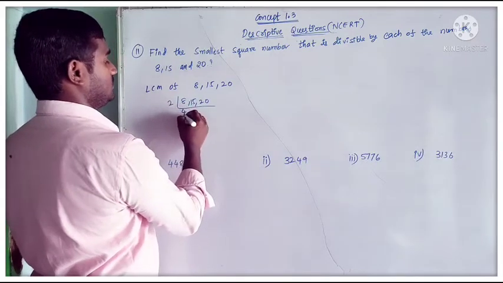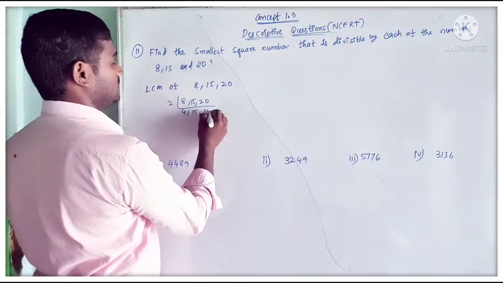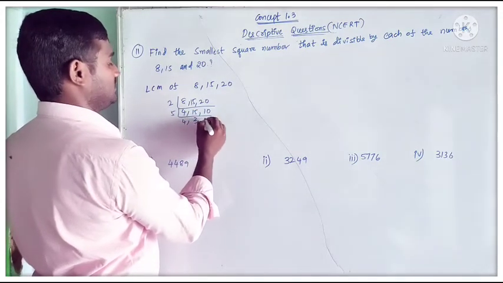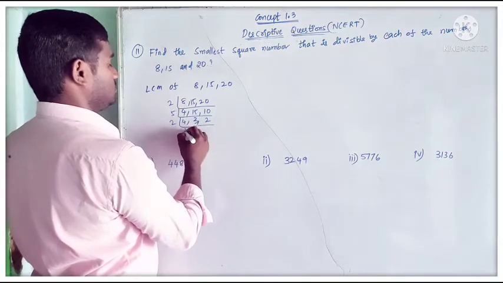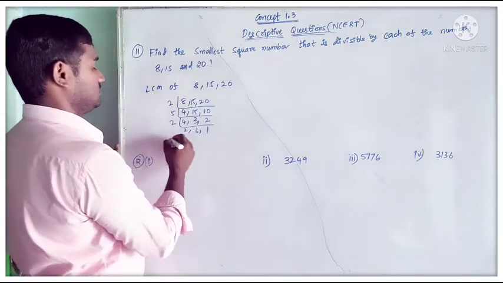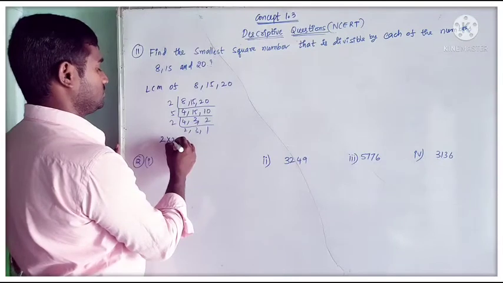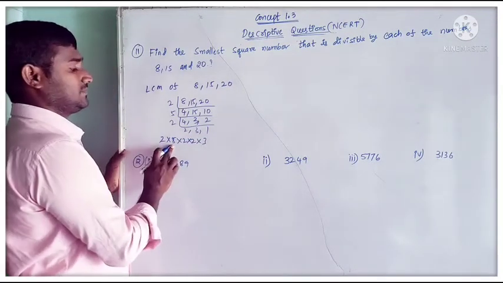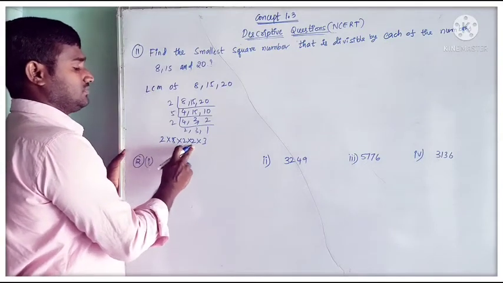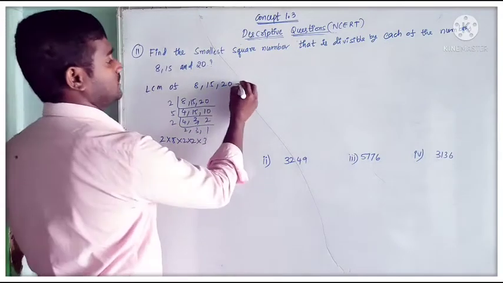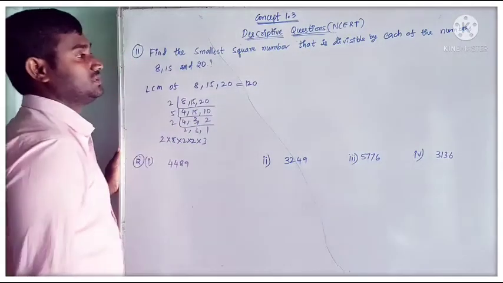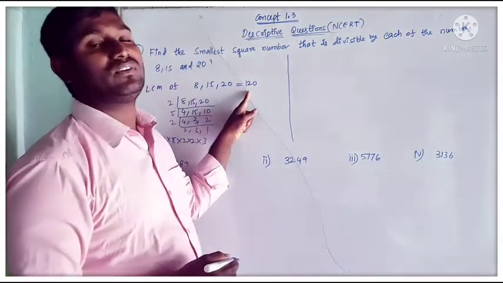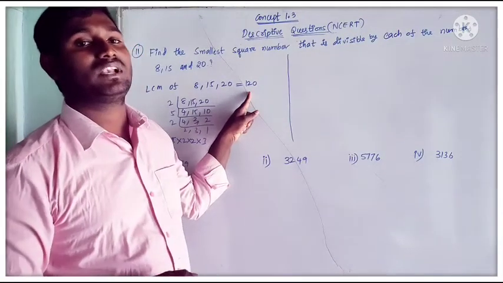Dividing by 5: 4 as it is, 5 threes, 5 twos. Next, by 2: 2 twos, 3 as it is, 2 ones. So we multiply 2 into 5 into 2 into 2 into 3. 2 fives are 10, 10 fours are 40, 40 into 3 is 120. So the LCM is 120, and that square number must be a multiple of 120.